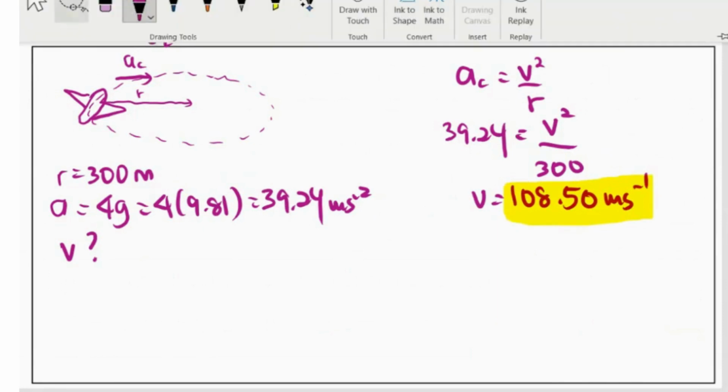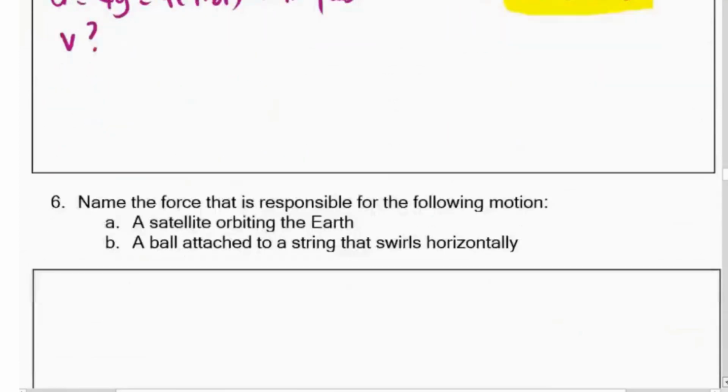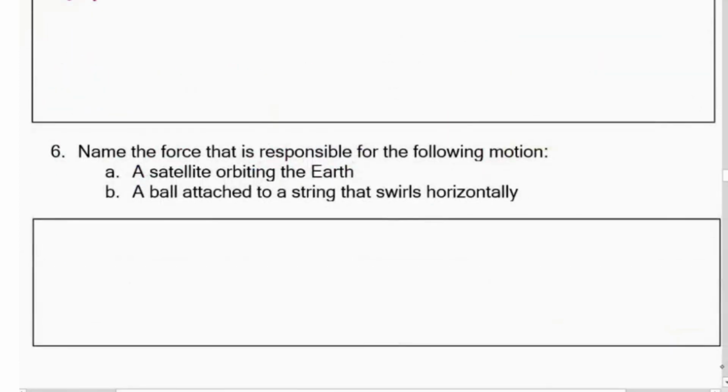Okay, next question number 6. Question 6, name the force that is responsible for the following motion. A is a satellite orbiting the Earth. The answer is gravitational force.